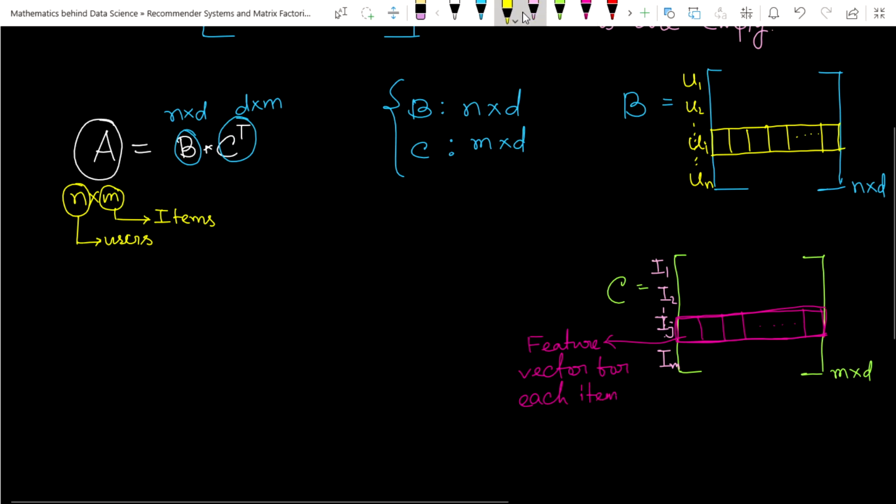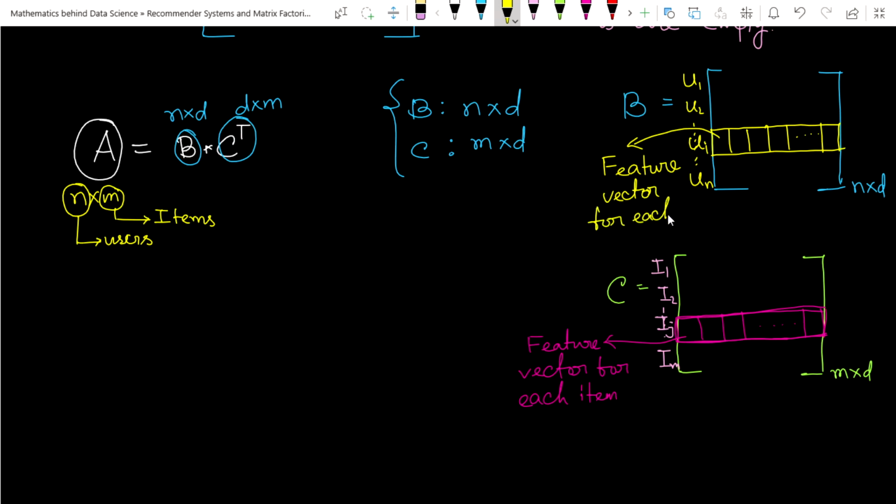And these things you can consider as a features vector for each user. You can consider this thing like that.